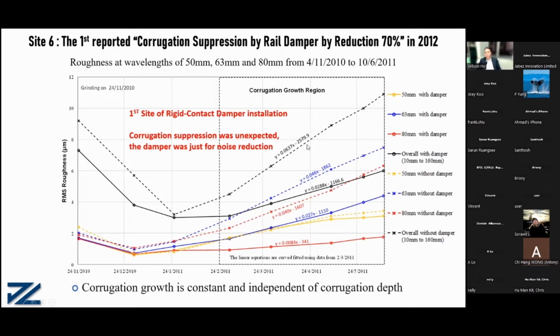At that time, many engineers would assume the corrugation growth would be exponential growth. That means when the corrugation is deeper, it goes faster due to the dynamic reaction force with the corrugation. So at that time, many people thought that the corrugation would go faster and faster, exponential growth. But from this data, we can see that most of the data shows constant growth. That means the corrugation damage mechanism does not depend on the corrugation depth. The corrugation depth would not increase the damage mechanism.